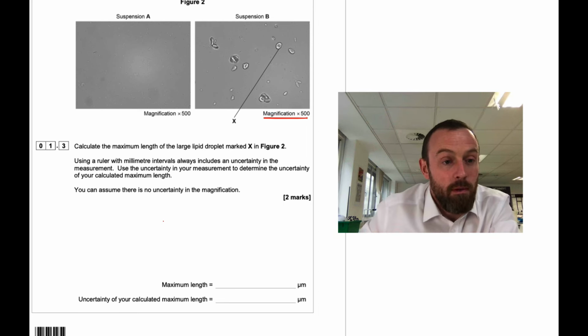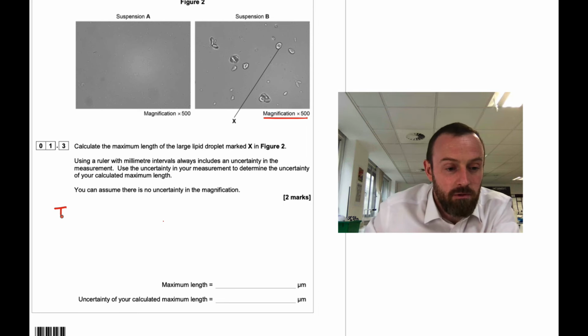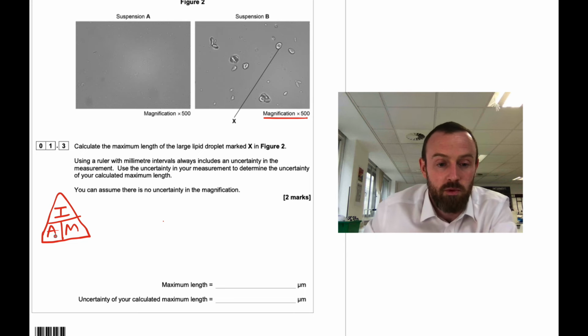Okay, so the formula you need to remember is contained in this I-AM triangle. That's how I say it. Or AIM triangle, so actual, image, and magnification. You can draw it like this if you want to. So what we're looking for is the actual length of this droplet, which is the image divided by the magnification. So image divided by magnification.